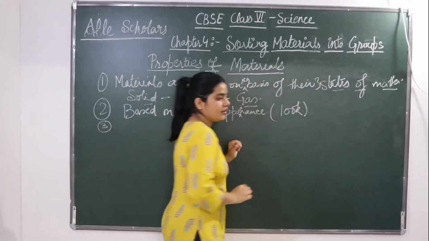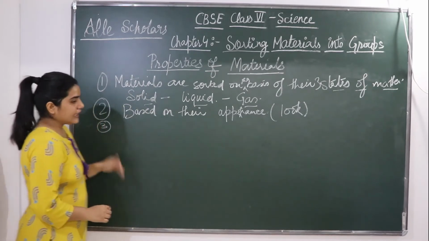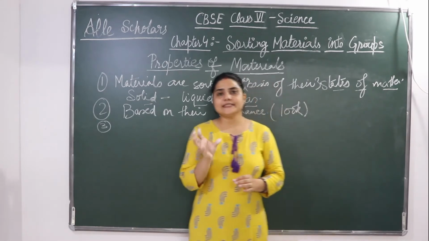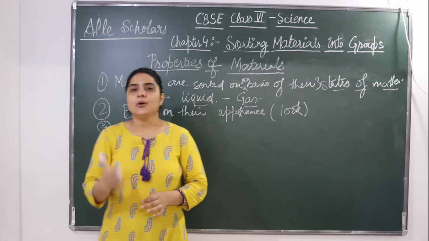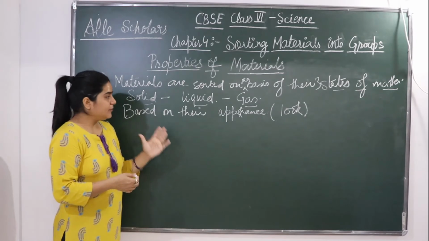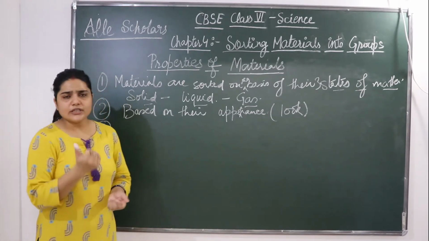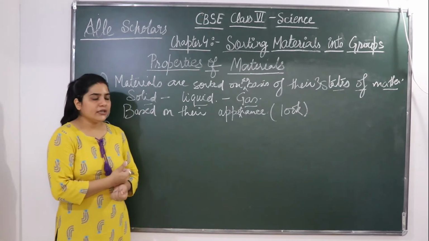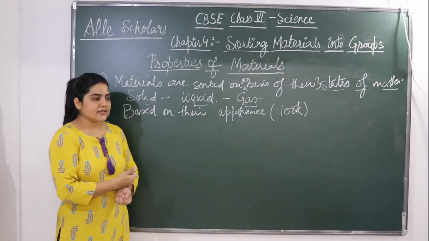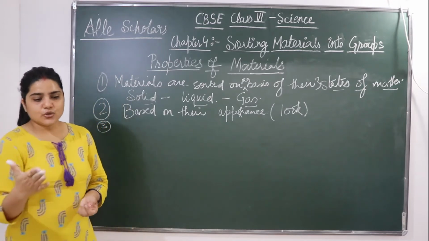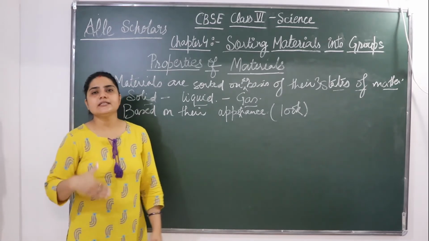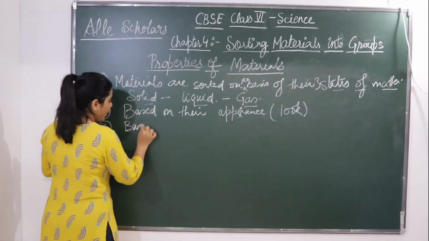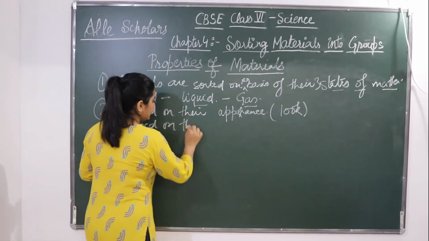Okay, now the third category on which a material can be sorted is on the basis of their solubility. Solubility means, for example, you can take salt and sugar, they are soluble in water. If you dissolve chalk and sand, they are insoluble in water. So their solubility in water or in some other liquid.